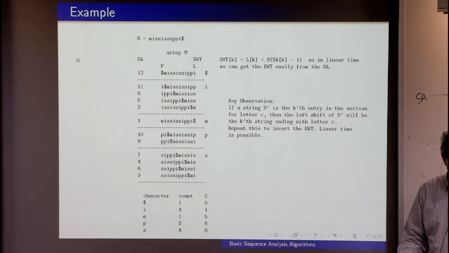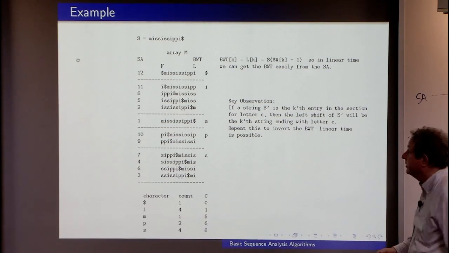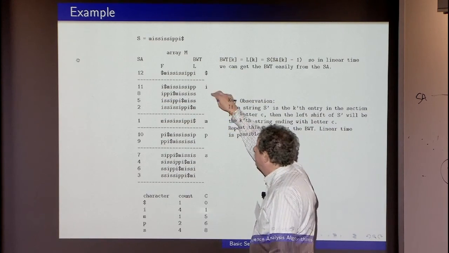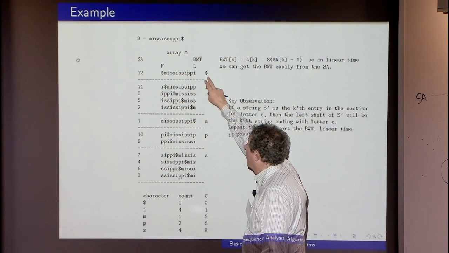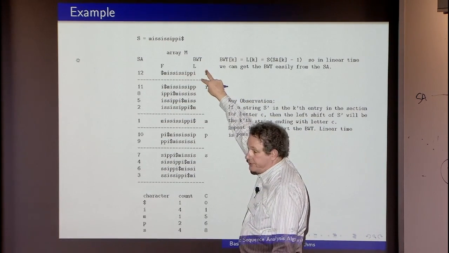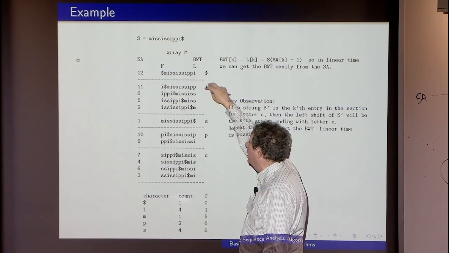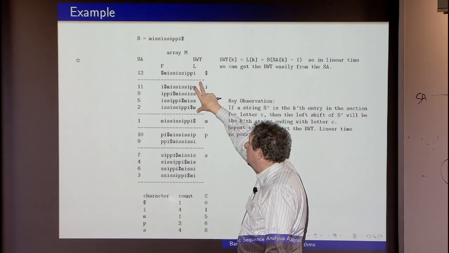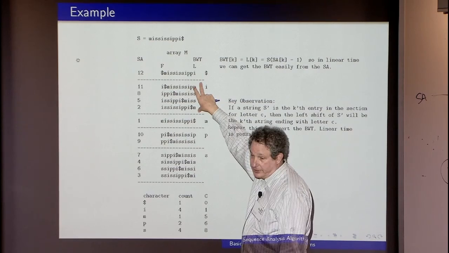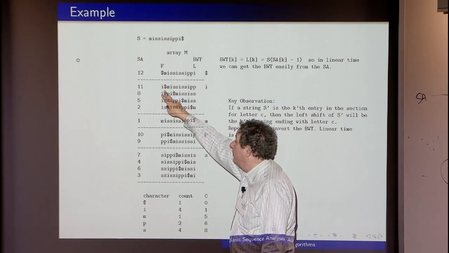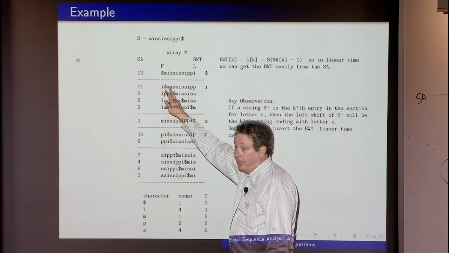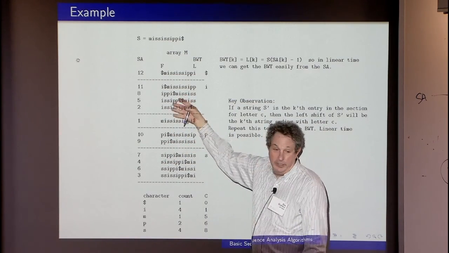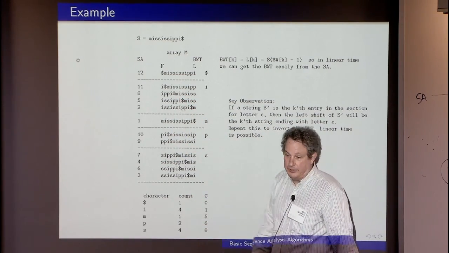And match them with the last column. We're just going to, if we find out that we only have one $ sign, the first section is that big. Then we find out we have 4 I's, so that occupies the next 4 positions. And so we know that all the rotations that begin with I will be located here, even if we don't know what the original string is.